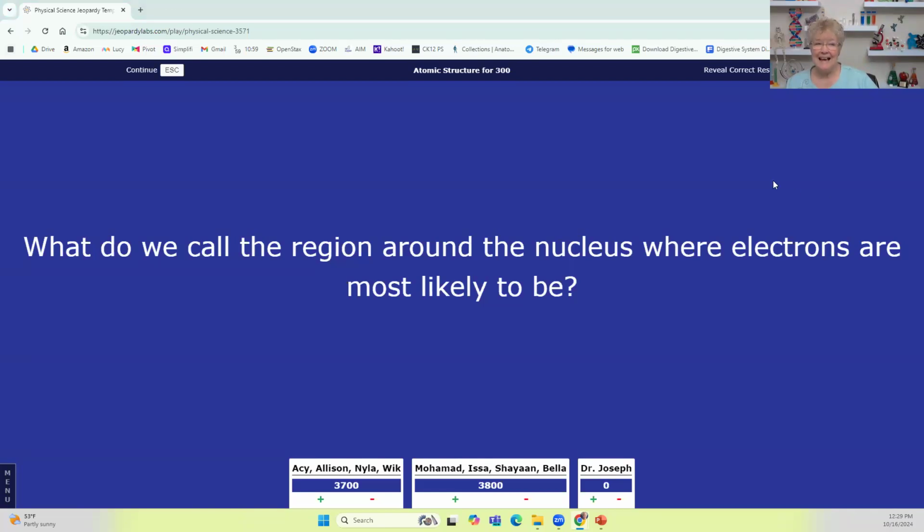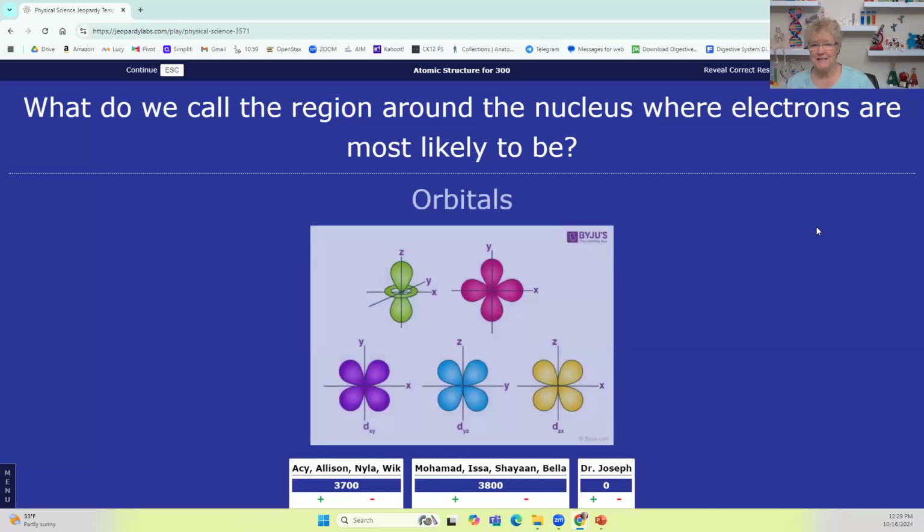All right. Yeah, very good. That's close enough. An orbital or an orbit. I would also have accepted energy level or energy shell. But yeah, they're these strange shaped orbitals. I think that's just really amazing. And that isn't necessarily where they are. It's where they're likely to be. All right. So there's 300 points for Cheyenne.